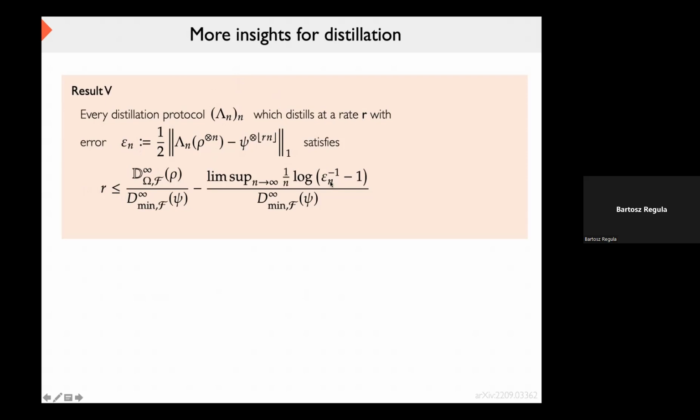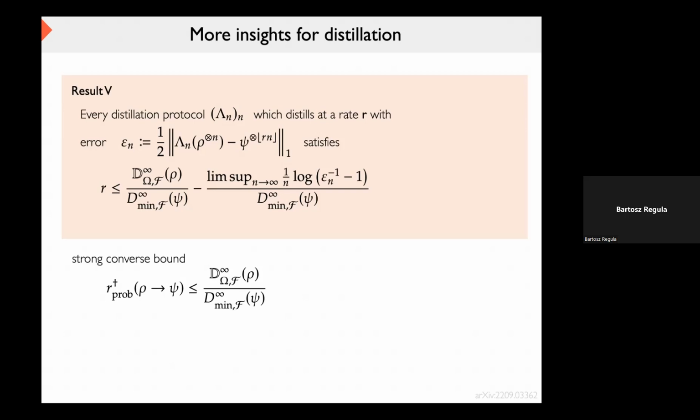And so I don't want to go too deep into this bound, but I want to give you two immediate consequences of this result. First is that our bound is actually a strong converse. So the bound based on the projective relative entropy is a strong converse bound for the case of distillation. So essentially, if you exceed this rate, then the error has to go to 1. So essentially, every protocol is useless beyond this rate.